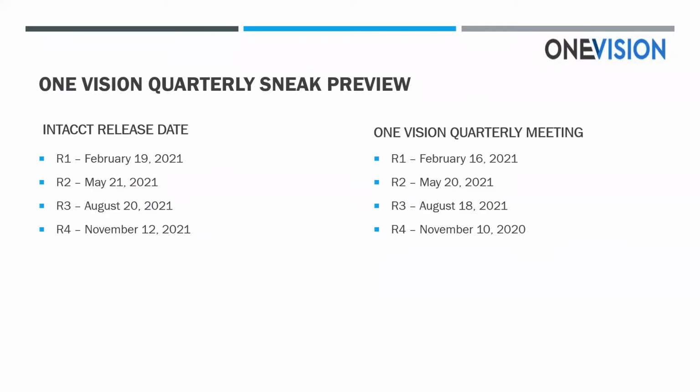Sage Intacct releases updates to its product 4 times per year, once per quarter. The release dates for 2021 are February 19th for Release 1, May 21st for Release 2, August 20th for Release 3, and November 12th for Release 4. OneVision will hold a quarterly webinar approximately 2 to 3 days before the release.